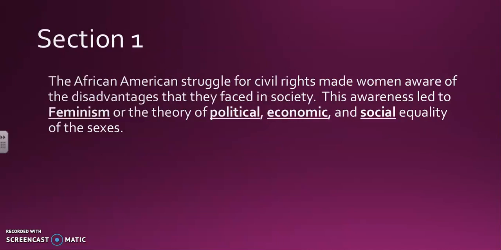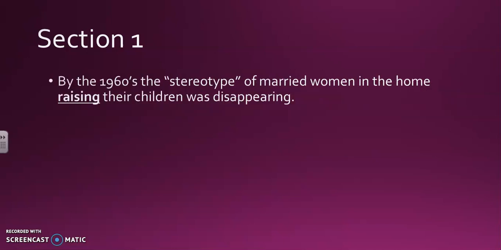So, the African American struggle for civil rights made women aware of the disadvantages that they faced in society. This awareness led to feminism, or the theory of political, economic, and social equality of the sexes. So by the 1960s, the stereotype of married women in the home raising children was starting to disappear as more and more women started to get jobs. About half of all women held jobs at this point in 1960.